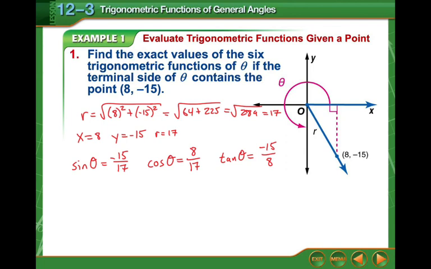Then we have the other three. Cosecant is just going to be the fraction above it, flipped upside down. So negative 17/15. Again, these aren't going to simplify. If the other three didn't simplify, these three aren't going to either. Secant is going to be 17 over 8. And cotangent is negative 8/15. And there we go. There are the 6 trig functions for this theta that we don't know that has the r value of 17. The line goes out through the point 8, negative 15.